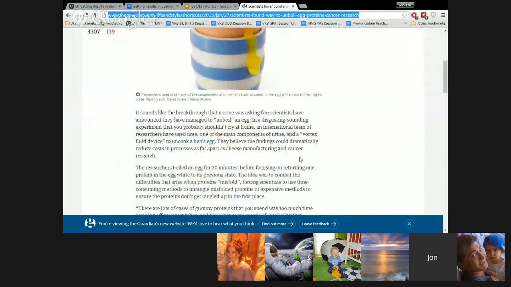It sounds like the breakthrough that no one was asking for. Who wants to uncook an egg? Scientists have announced they've managed to unboil an egg. In a disgusting-sounding experiment that you probably shouldn't try at home, an international team of researchers have used urea, one of the main components of urine, and a vortex fluid device to uncook a hen's egg. They believe the finding could dramatically reduce costs in processes as far apart as cheese manufacturing and cancer research.